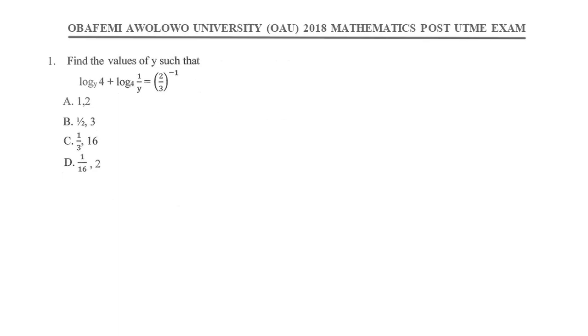So we have this logarithmic equation. We are given that log to base y of 4 plus log to base 4 of 1 over y is equal to 2 over 3 all raised to power minus 1.